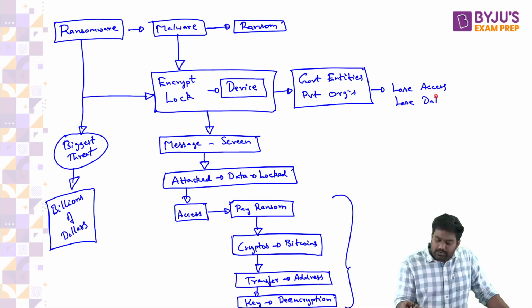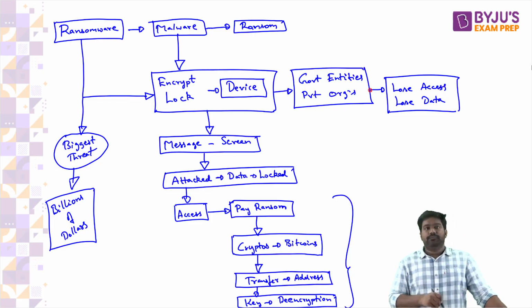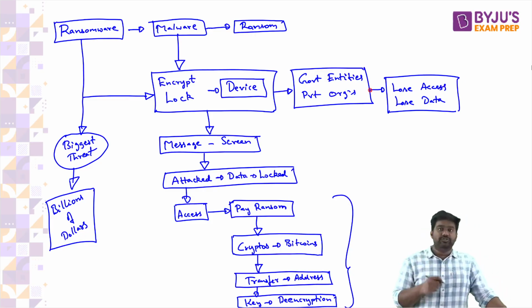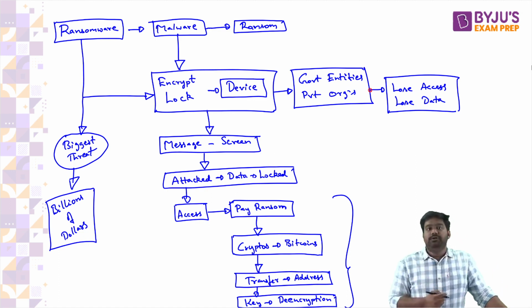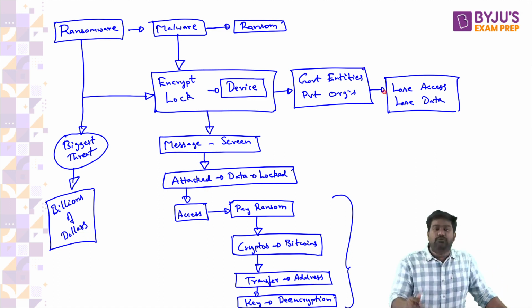Understood? Imagine a key government department coming under ransomware attack and critical data getting locked out. It is going to disrupt governance. It's going to disrupt public services. So these government agencies will be forced to pay the ransom. There's no other way for them.